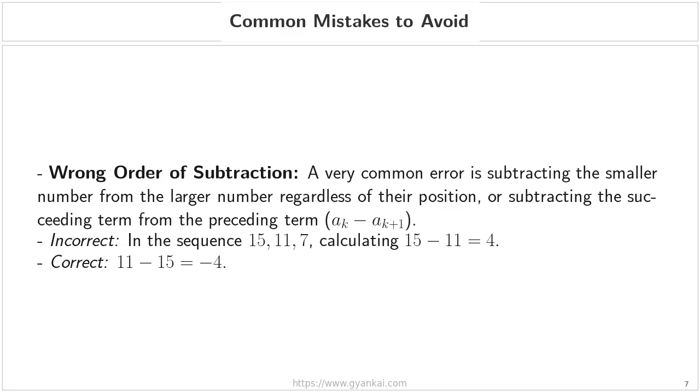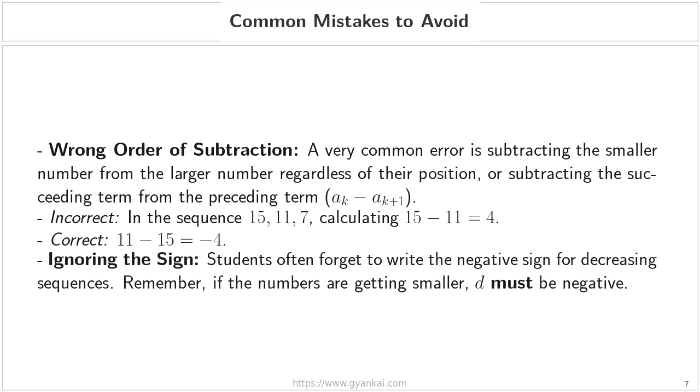For instance, in the sequence 15, 11, 7, you might be tempted to calculate 15 minus 11 and get 4. But that is incorrect. To get the right answer, you must subtract the preceding term from the following term, so it must be 11 minus 15, which gives us negative 4.